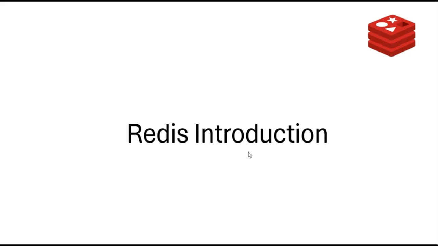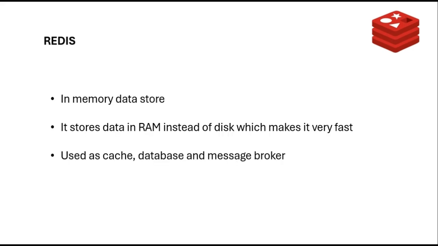Let's get started with Redis. So Redis is nothing but an in-memory data store. It stores the data in RAM instead of disk, which makes it very fast. It is also used as a cache, a database, and a message broker.